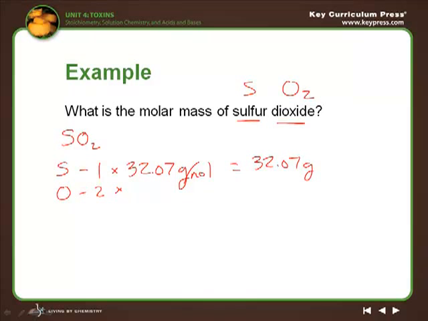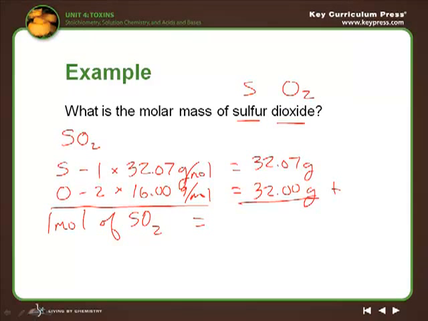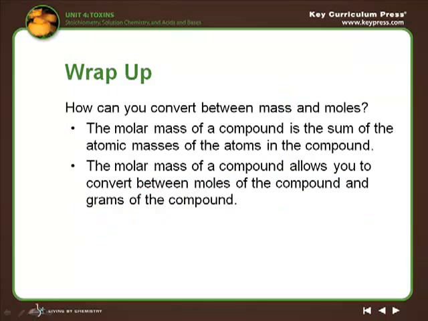We do the same for the oxygen. What's the molar mass of oxygen? Approximately what? 16, looking on your green periodic table. So we multiply the 2 times 16, that gives us 32. Then we add these two together, 32 plus 32. 1 mole of SO2 has a mass of 64.07 grams. This is called the molar mass. That's all you have to do. Now, once you have the molar mass, you can convert between moles and grams of a compound.